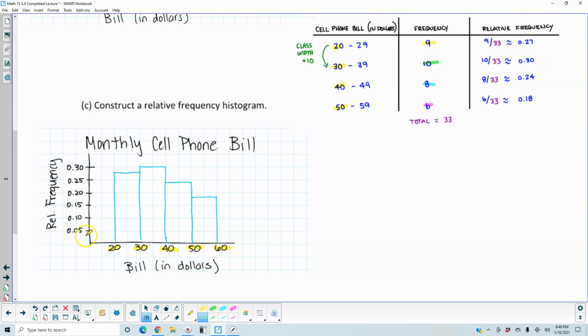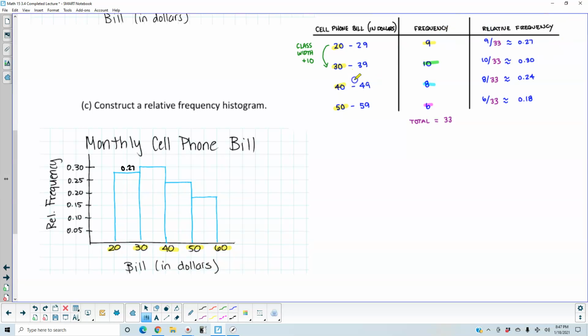So here we can go in increments of 0.05, 0.10, 0.15, and so on. And now what we're going to do is label the relative frequency histogram. If we take a look at the class for 20 to 29, the relative frequency is 0.27. So therefore it's all the way up to 0.27.